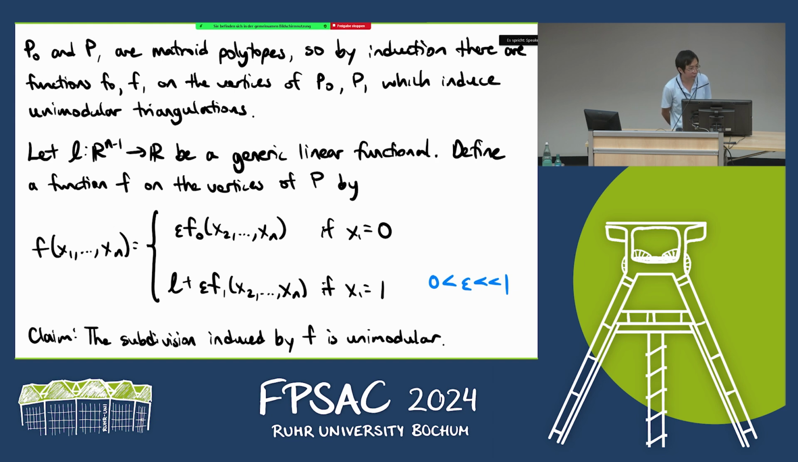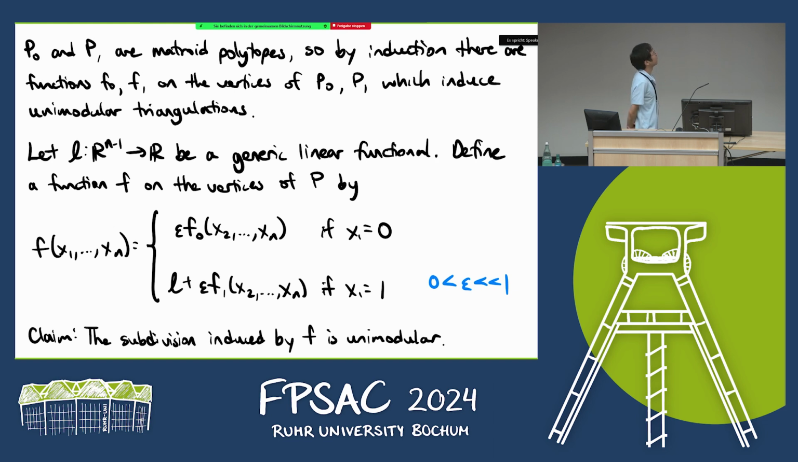Okay, so P0 and P1 are matroid polytopes, being faces. So by induction, we have regular unimodular triangulations of them, so we know that there exist functions f0 and f1 which induce unimodular triangulations of these polytopes. Now what we want to do is triangulate these polytopes using these functions, and then tilt one of the pieces, not by a little bit, but by a lot.